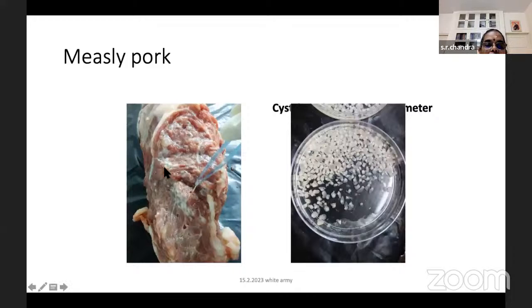Then we went to the nearby meat shop and we saw the measly pork. This is how the measly pork looks with so many cysts around. A small speck is taken and put in a petri dish with saline, and within 2 days you see so many daughters, so many. You can see the load of infection in measly pork from a small area. Imagine what will happen if this is eaten.